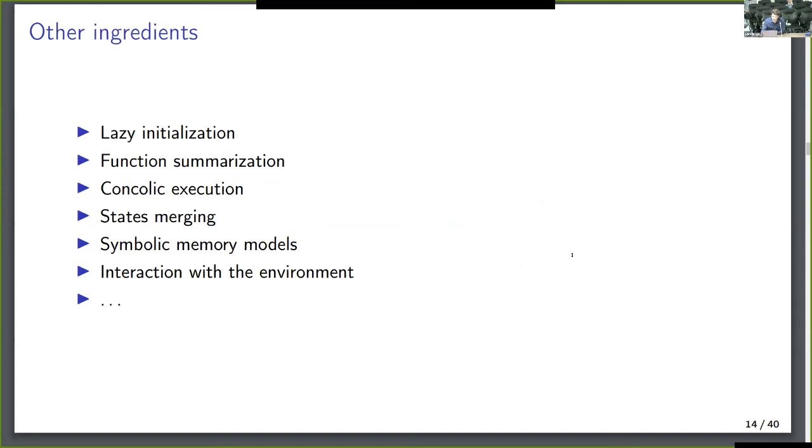Of course, there are other ingredients of symbolic execution. For instance, lazy instantiation and function summarization, and these two techniques we will discuss right now. But we also have some advanced topics in symbolic execution. For instance, mixing concrete and symbolic execution to speed it up. We have some techniques of merging states at control flow join points to minimize the number of explored states. We have some memory models to handle pointers in programs in a smart way. And we also have some techniques that explore the interaction with the environment.